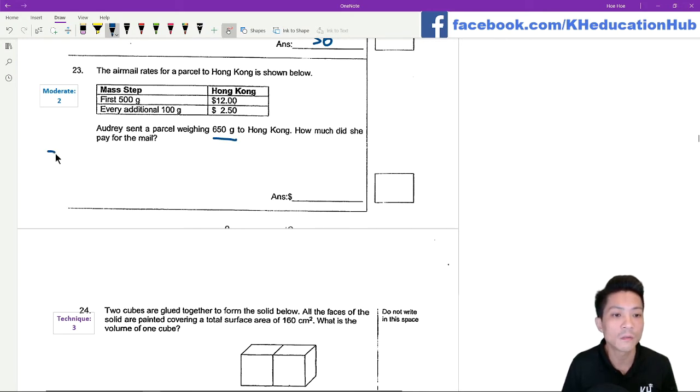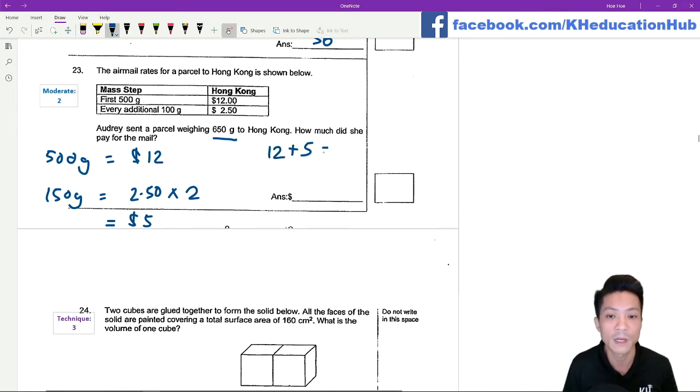Now for the first 500 grams, it's gonna be equal to $12. Now there's another 150 grams, right? And you need to pay 2.50 times 2, which is $5. Right, which means that the total that she paid would be 12 plus 5, which is $17.